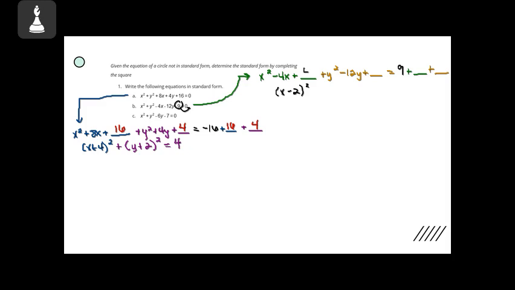I'm going to do the same thing with the y's. So negative 12 divided by 2 is negative 6. That's the factor I want. So in order to get that, I have to take negative 6 squared and get 36. And that's what's going to be on the right side that I have to add. If I add 9 plus 4 plus 36, I get to 49. And that is my equation.